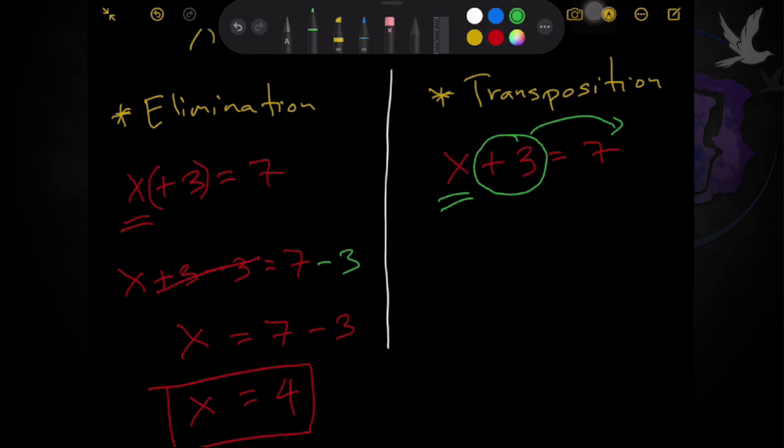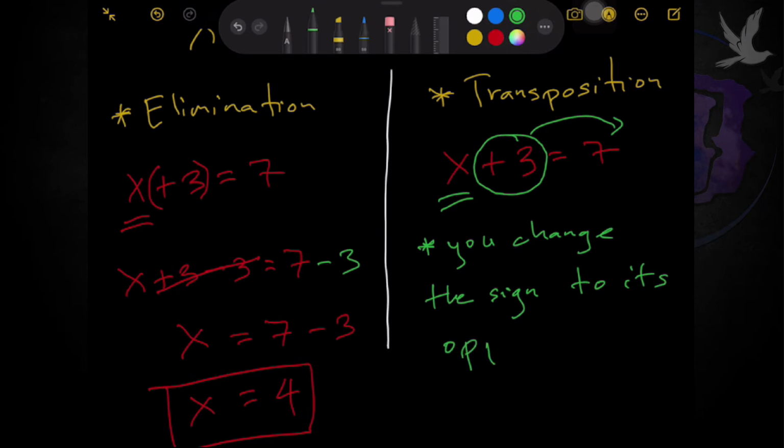When you transpose, you change the sign to its opposite value. Okay? You change the sign to its opposite value. Anong ibig sabihin yan?